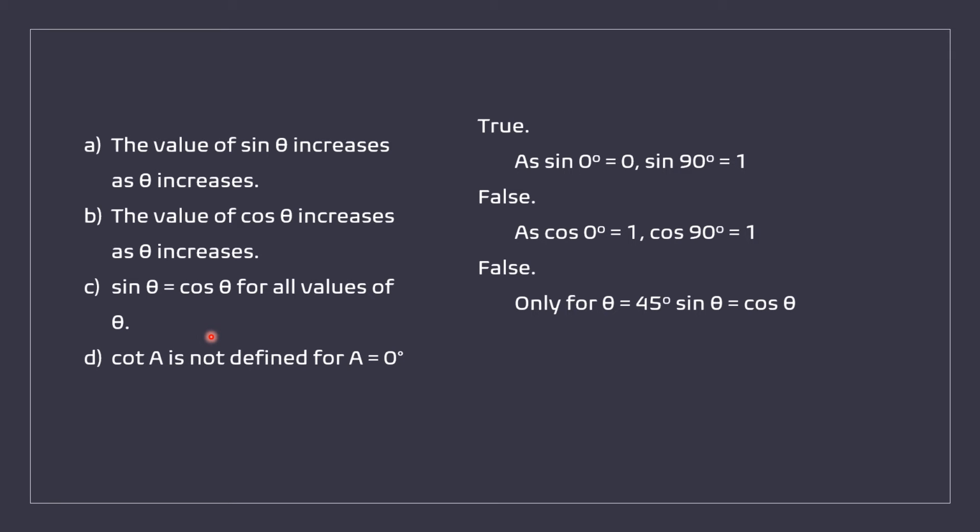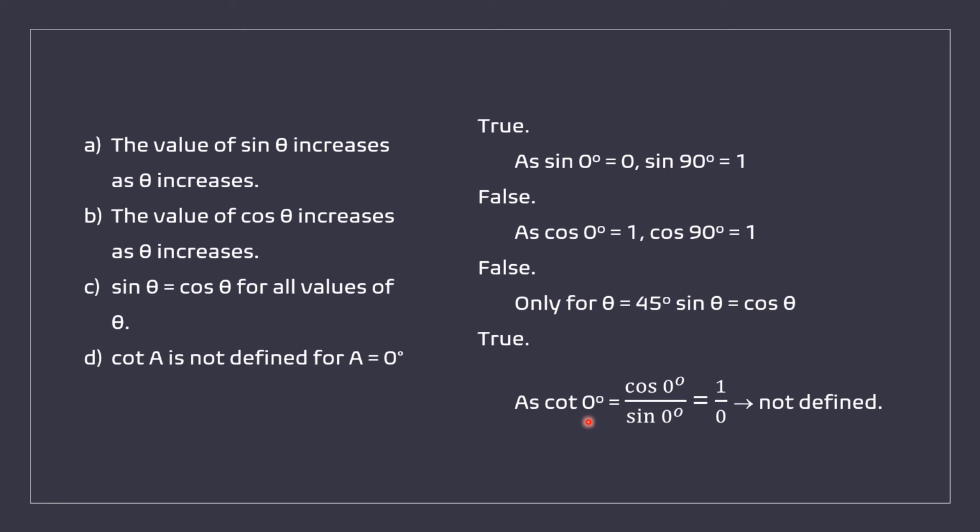Cot A is not defined for A equal to 0. It's a true statement, from the table you know, but how we got it: cot 0 degrees is equal to cos 0 by sin 0. Cot theta is cos theta by sin theta. We learned the relations between T ratios.